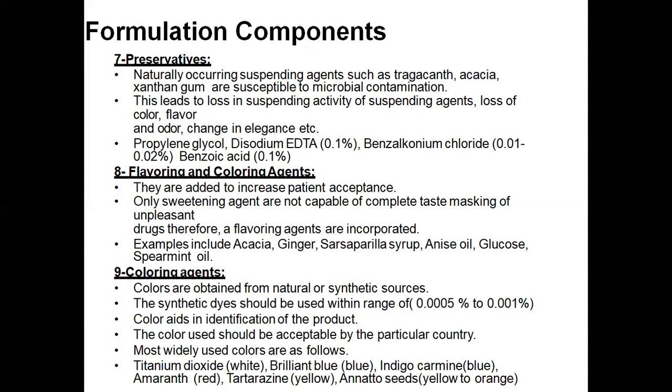Colors are obtained from natural or synthetic sources. The synthetic dyes should be used within the range of 0.0005 to 0.001%. Color aids in the identification of the product. The colors used should be accurate. Most widely used colors are as below. Some color names are titanium dioxide white, brilliant blue, indigo blue, carmine. These are some names of the coloring agents.